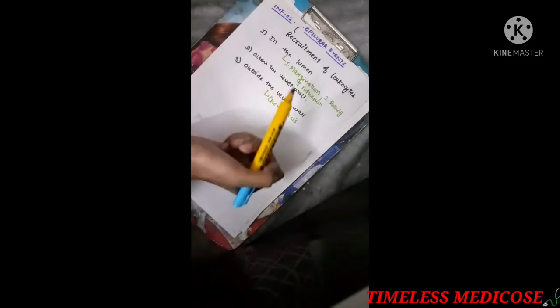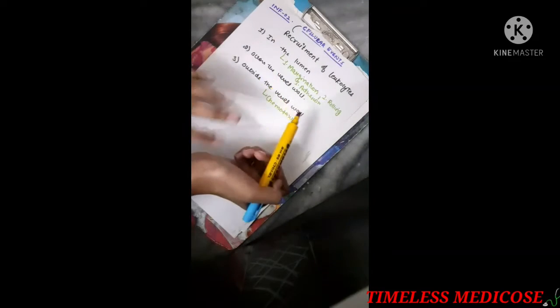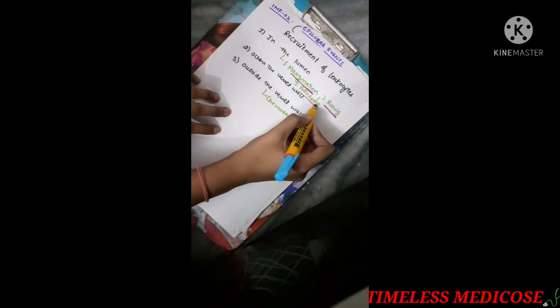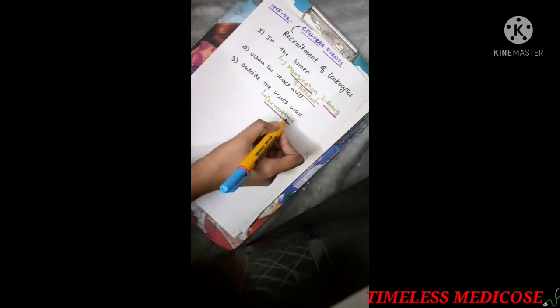So what are the cellular events that take place? In this video, we are going to discuss mainly the recruitment of the leukocytes. First of all, there are three main steps in the recruitment of the leukocytes: in the lumen, across the vessel wall, and thirdly outside the vessel wall. In the lumen, we will discuss three steps: margination, rolling, and adhesion. Second will be across the vessel wall, and thirdly we will discuss in detail outside the vessel wall about the chemotaxis.